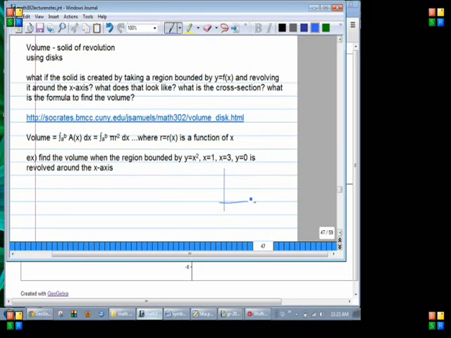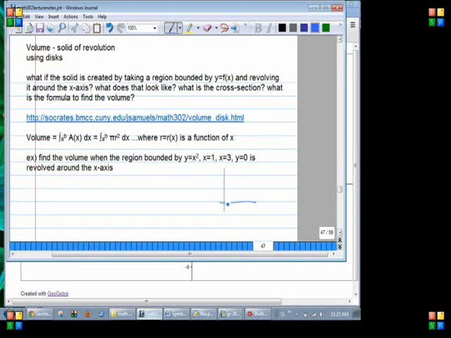So what does this look like roughly? Well, we all know what the function x squared looks like. Got this parabola. And then it also says it's cut off at x equals 1. So that's that. X equals 3. That's that. And then also y equals 0. Y equals 0 is the x-axis.